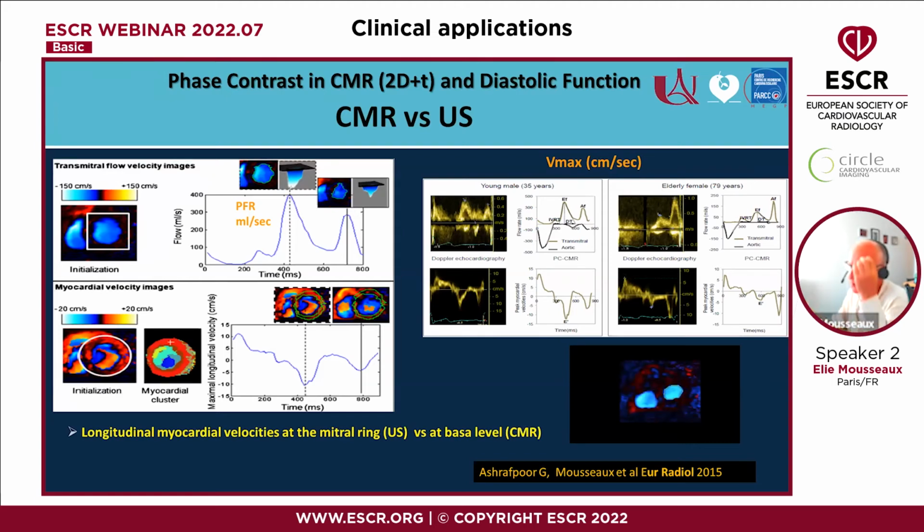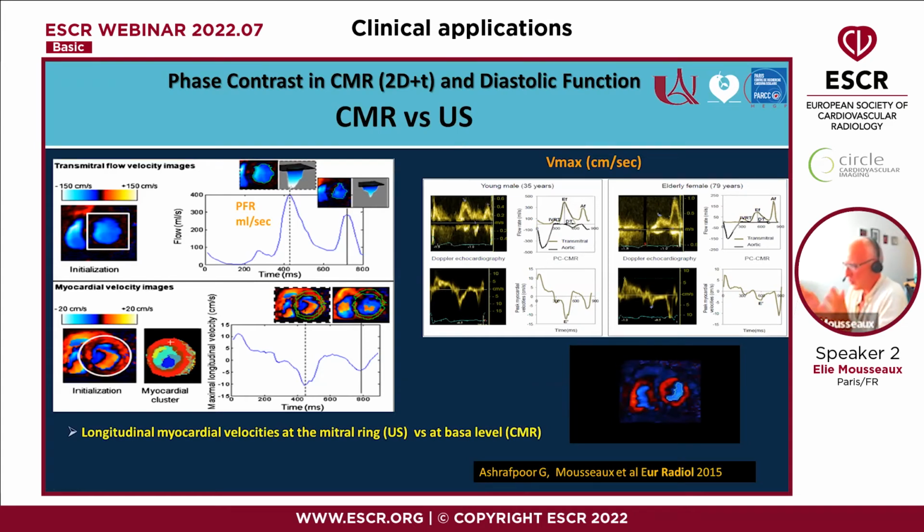In a simple way, there are a lot of different parameters, but one of them is to estimate the maximum velocity using echo, during the early filling and during the atrial contraction. And you can make the ratio between the two for estimating the E over A ratio. But you can also estimate the myocardial velocity. And if you have a huge increase of the ratio between the maximal velocity of the mitral flow compared to the myocardium, you have a diastolic dysfunction.